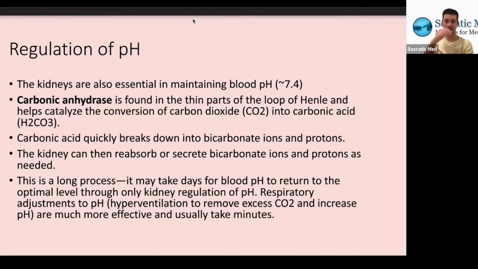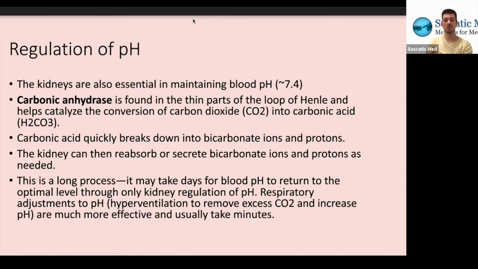But like I said, it is a very long process and it can take days for blood pH to return to normal, even just from a couple of decimal points. Return to the optimal level, just because you can only excrete protons so fast. But the respiratory adjustments to pH, like hyperventilation, work very quickly. It takes usually minutes.